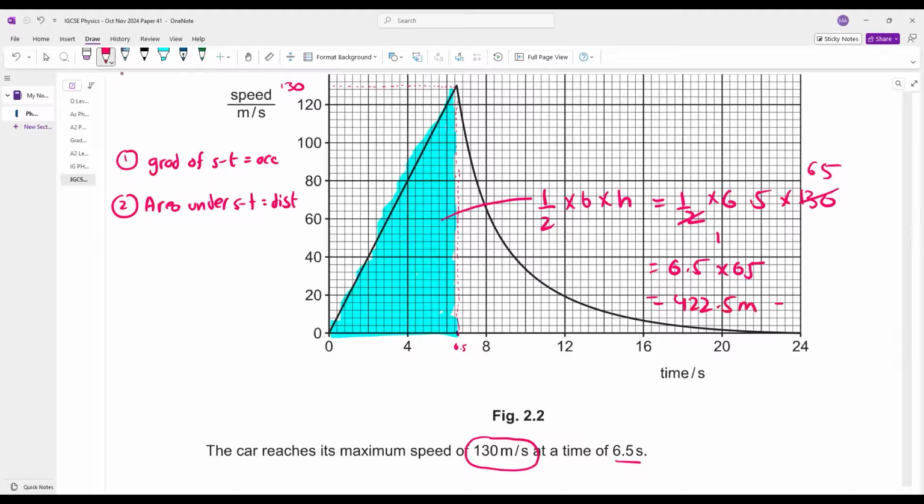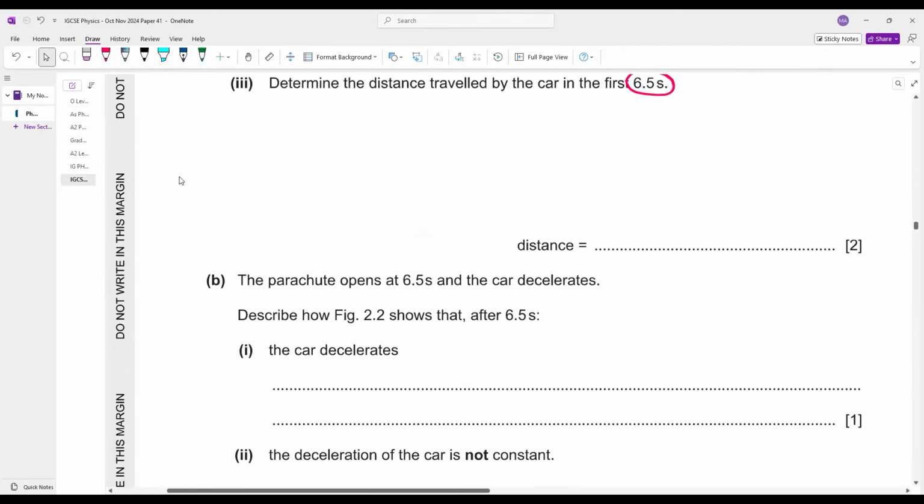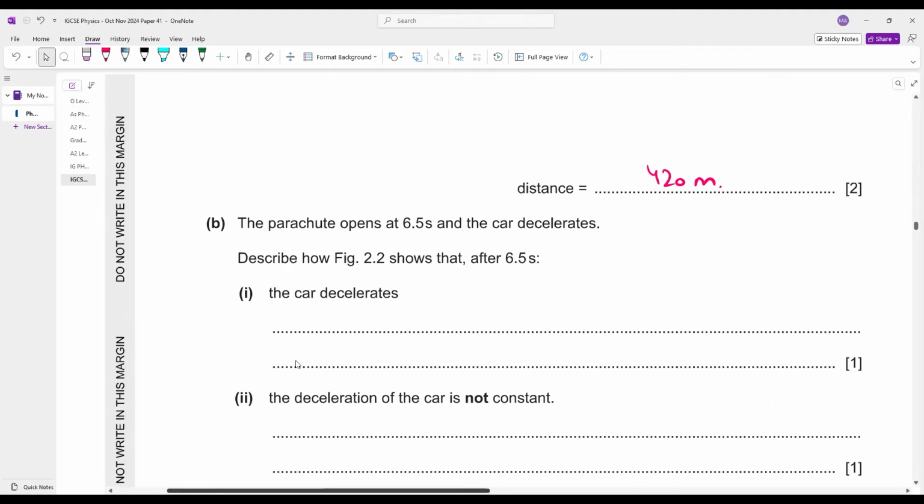422.5 meters. If I round it off to two significant figures, ये क्या हो जाएगा? 420 meters is your distance. You can write it here. 420 meters, easy peasy, lemon squeezy. कुछ भी हमने complicated यहाँ पे नहीं किया, बहुत simple रखी है चीजों को, ठीक है? अब नेक्स्ट सवाल पढ़ते जी.